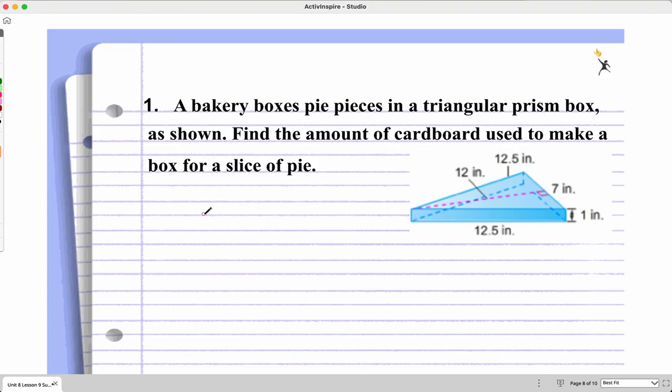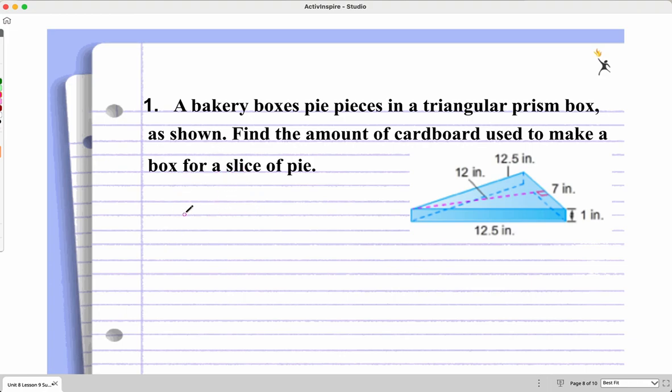So these are all things that would happen in a real company or a real business outside of the world, especially if you think about the amount of boxes Amazon uses every day. They really are aware of what they're spending in shipping materials. So a bakery box sells pies, pie boxes, and a triangular prism box is shown. Find the amount of cardboard used to make this box for a slice of pie.